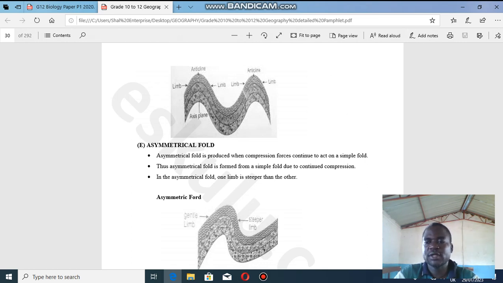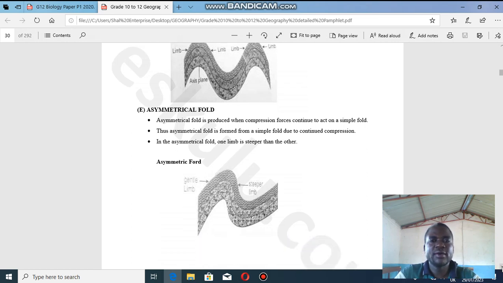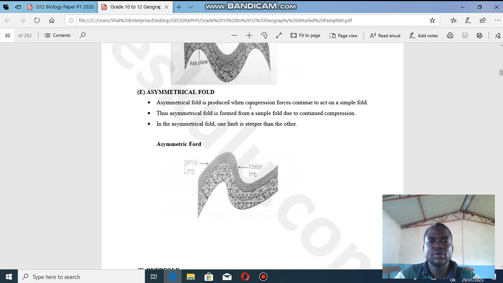Then the asymmetrical fold, meaning folds that cannot form a line of symmetry. An asymmetric fold is produced when compression forces continue to act on a simple fold. Thus, an asymmetrical fold is formed from a simple fold due to continued compression. In the asymmetrical fold, one limb is steeper than the other. As you can see, this is a gentle limb, and this is a steeper limb, on the other side.